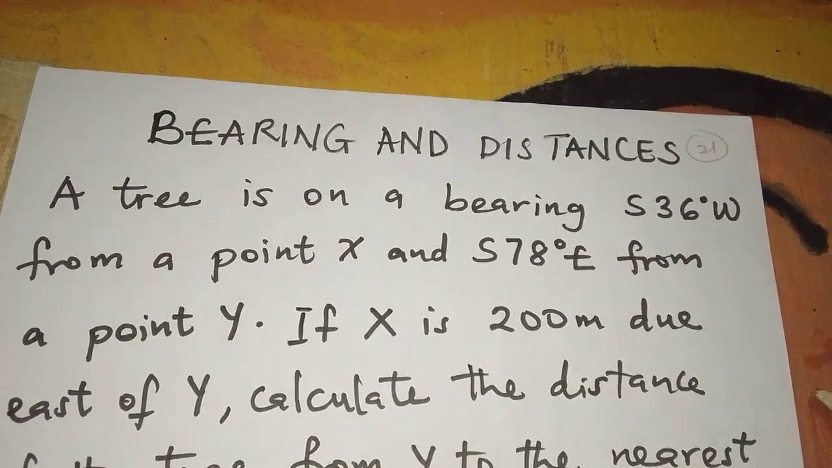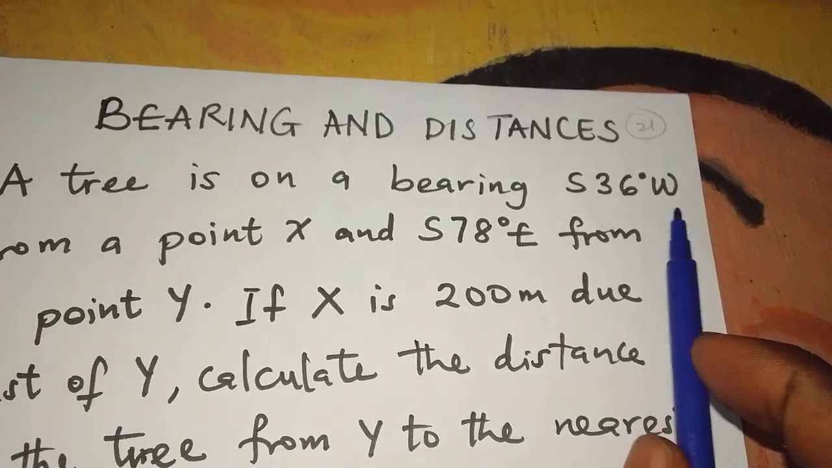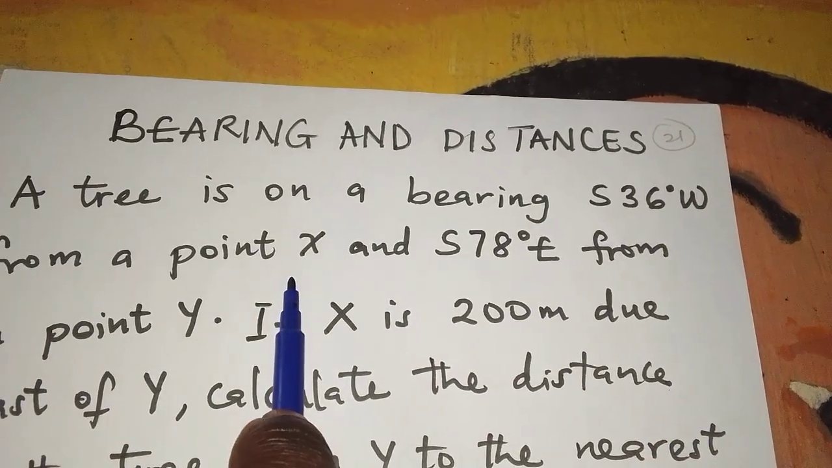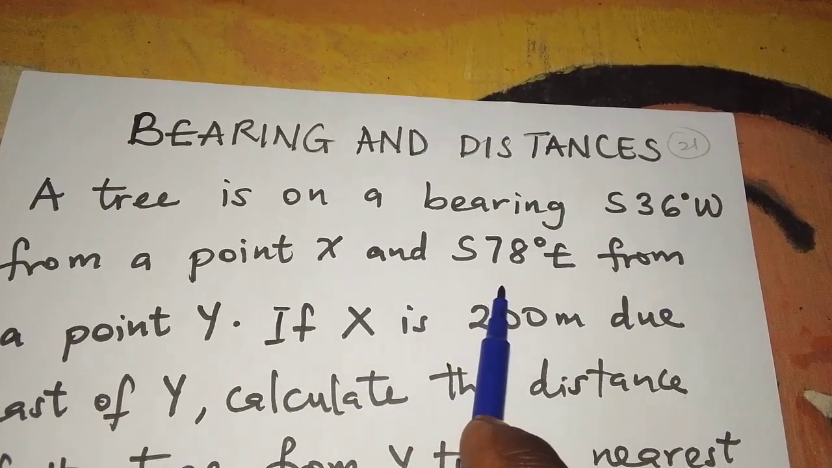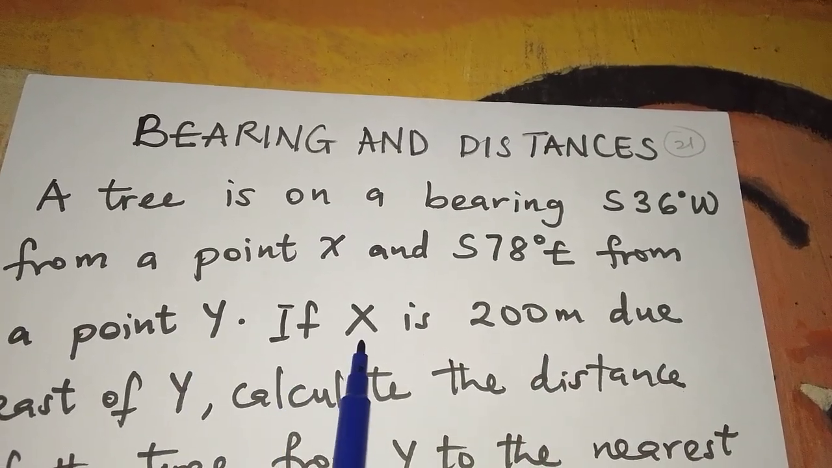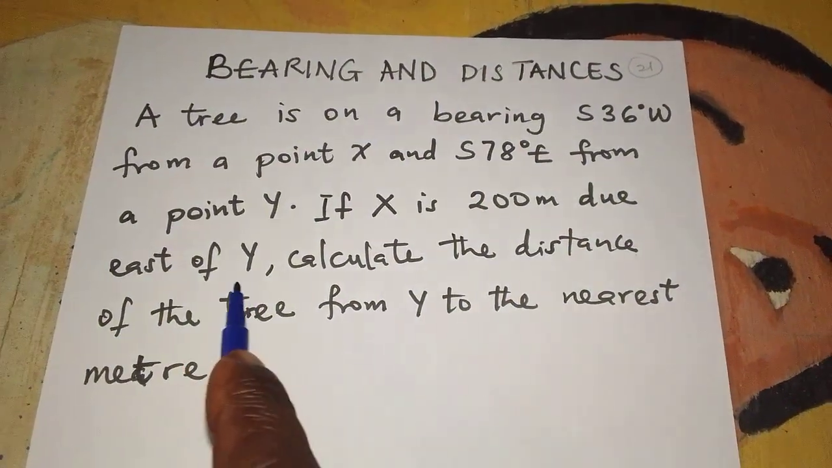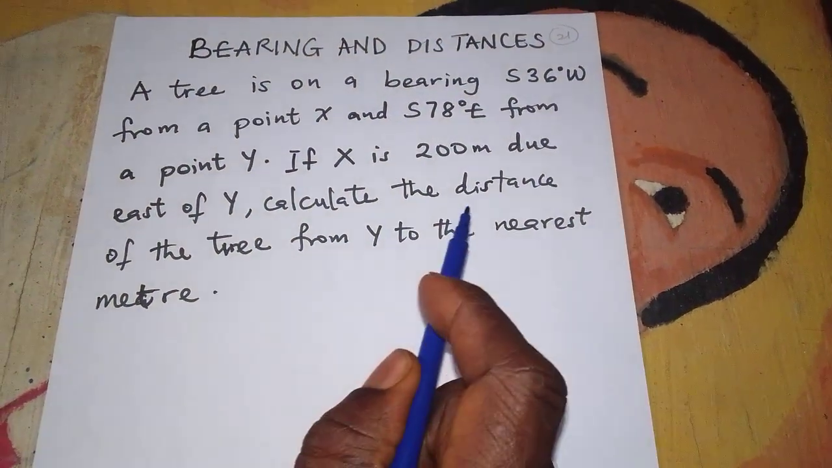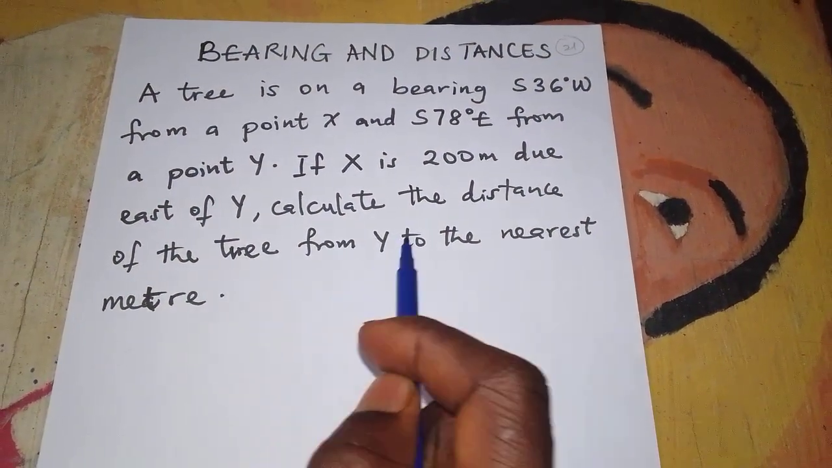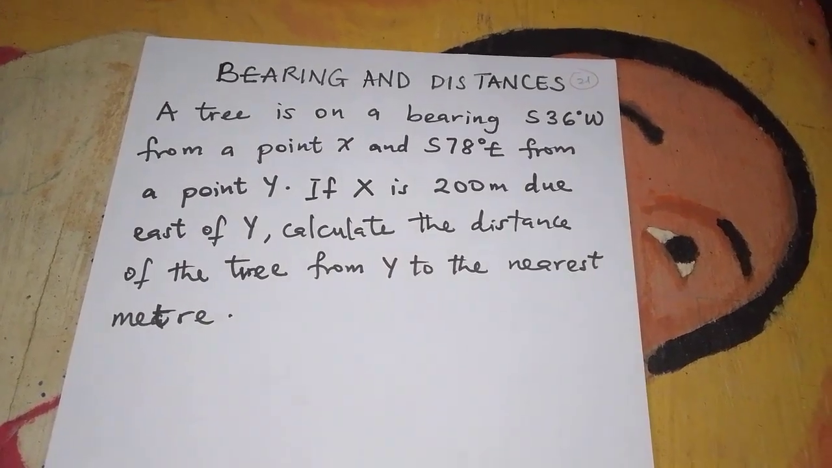A tree is on a bearing of south 36 degrees west from a point X and south 78 degrees east from a point Y. If X is 200 meters due east of Y, calculate the distance of the tree from Y to the nearest meter. So let's try to draw the diagram.